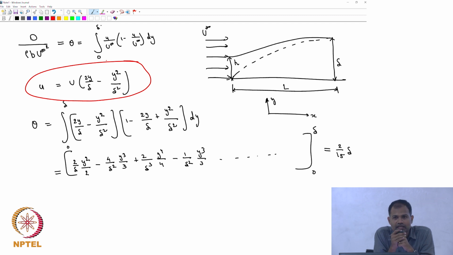What was the scaling in the turbulent boundary layer? X to the power of 6 by 7 or something, yeah. So you could get that.